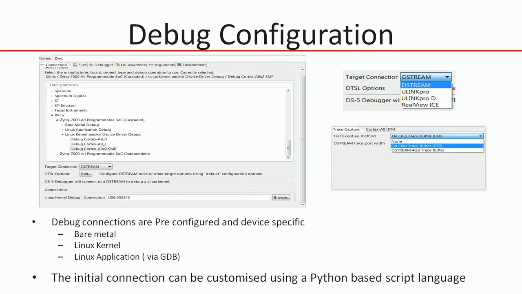We can also select the type of trace that we want to connect to as well. With DStream, we can connect to the main external trace unit, the ETM, or we can connect to internal trace buffers so that when we halt the code, we can download a snapshot of core activity into the trace window.